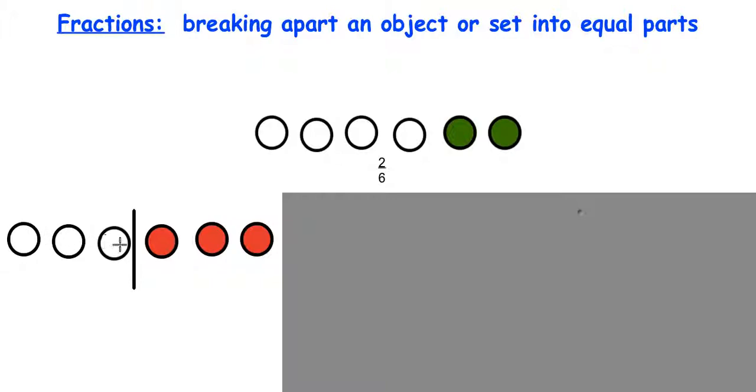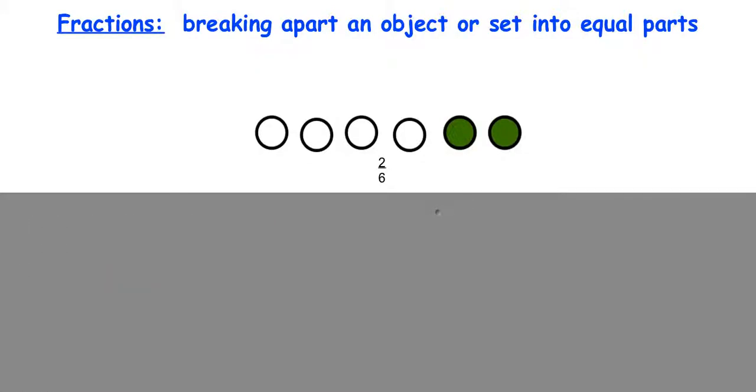So we have 1, 2, 3, 4, 5, 6. So now what I've done is taken that 6 and I've broken it apart into 2 equal groups, because I have 3 here and 3 here. And one of those entire groups is filled in. And therefore, the fraction that's filled in here is 1 out of 2, or 1/2, because one of the groups is filled in out of the 2 equal groups.